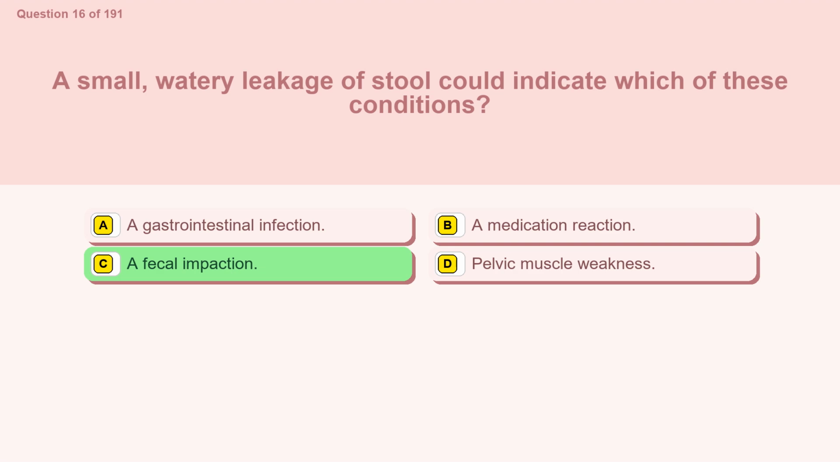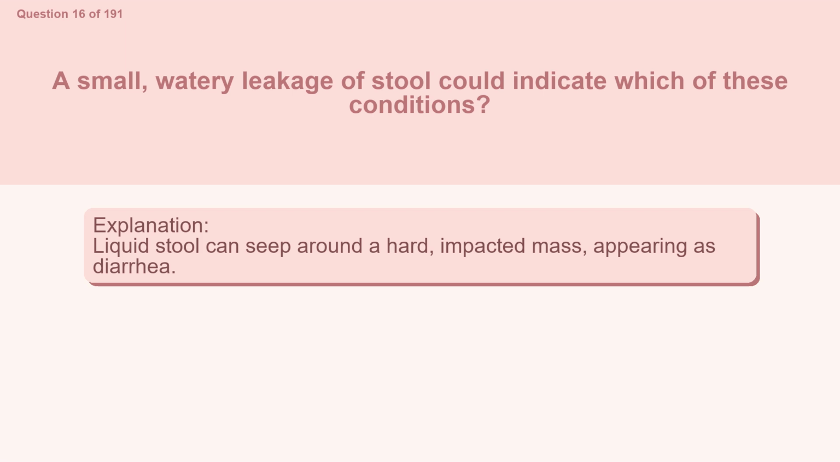The correct answer is option C, a fecal impaction. Liquid stool can seep around a hard, impacted mass, appearing as diarrhea.